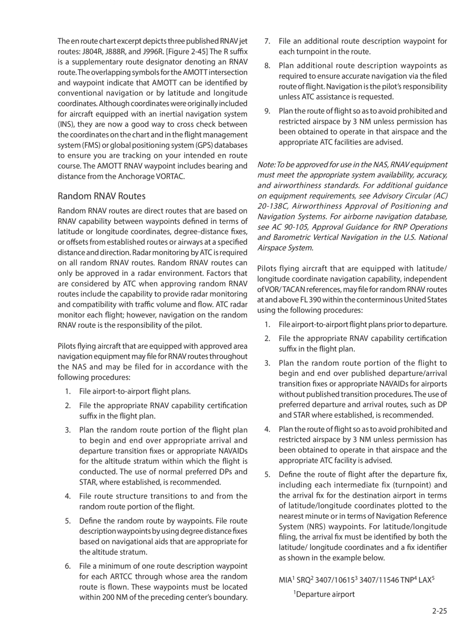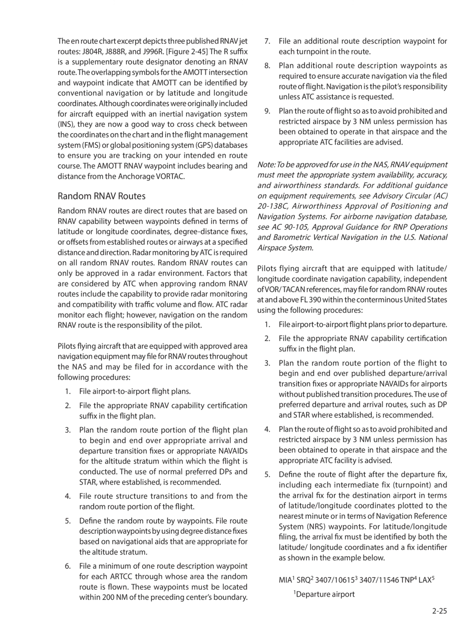Pilots flying aircraft that are equipped with approved area navigation equipment may file for RNP routes throughout the NAS and may be filed for in accordance with the following procedures. 1. File airport-to-airport flight plans. 2. File the appropriate RNP capability certification suffix in the flight plan. 3. Plan the random route portion of the flight plan to begin and end over appropriate arrival and departure transition fixes or appropriate NAVAIDs for the altitude stratum within which the flight is conducted. The use of normal preferred DPs and STARs, where established, is recommended.